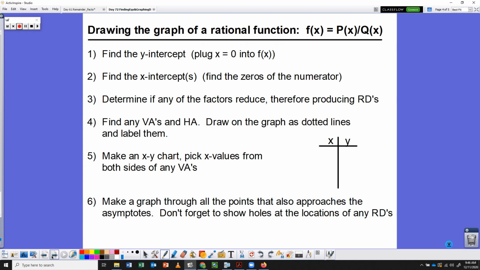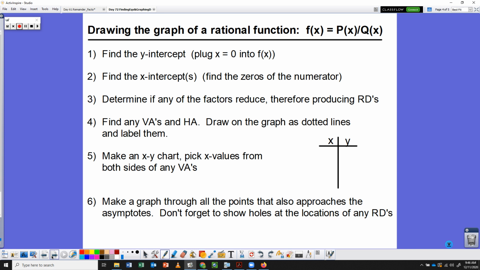The 5th step that I want you to do is to make an x and y chart, and you're going to want to pick x values from both sides of any vertical asymptotes that you have. So if you have, let's say, a vertical asymptote at x equals -1, you're going to want to pick some numbers that are smaller than -1 and also pick some numbers that are bigger than -1 so you can see what's happening on both sides of the asymptote.